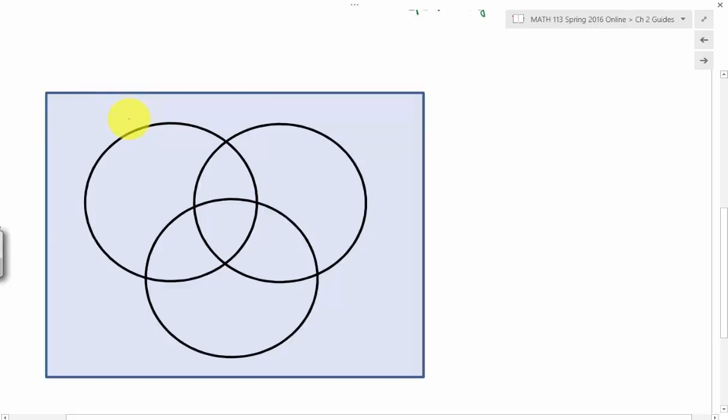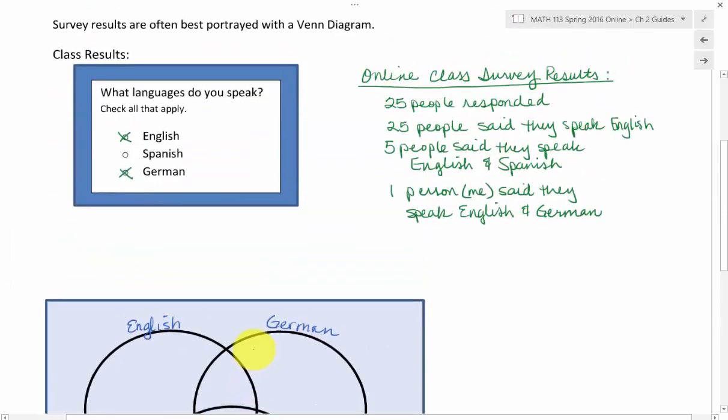from, I made a bubble for each, and so I'll just label them. This one will be English, German, and Spanish. So looking back at our results, it says 25 people responded. So my cardinal number for my universe should be 25.